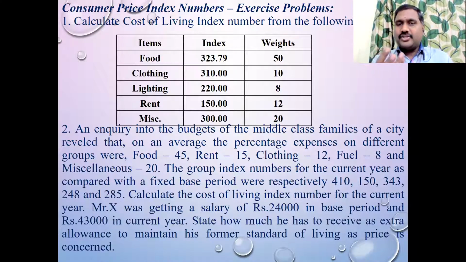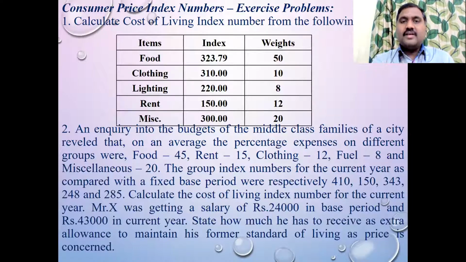What do we need to find the consumer price index number? Either we need the weightage, or the index value, or the price relative value, the P value, or the quantity and price for the base or current year. The items are food, rent, clothing, fuel, and miscellaneous expenses. They gave the percentage expense, the weightage, and also the index number. So I and W are given directly. We have to find the consumer price index and the cost of living index. After finding that, your problem will be over.